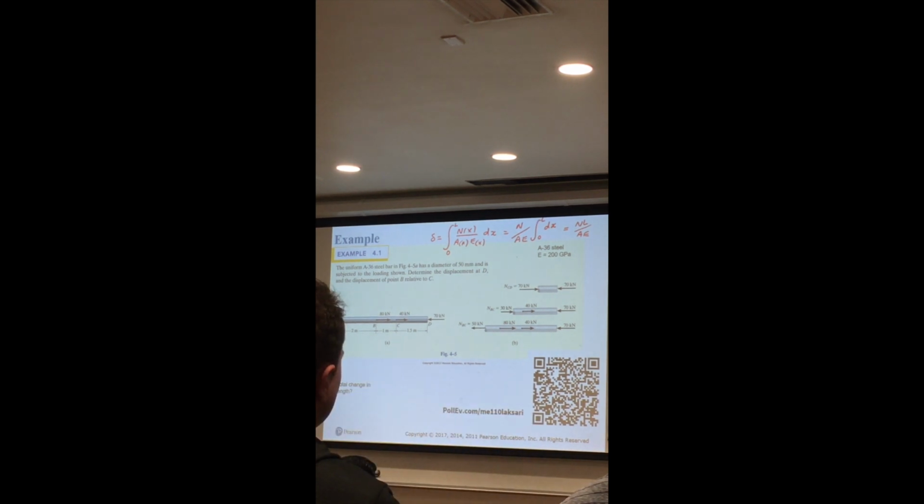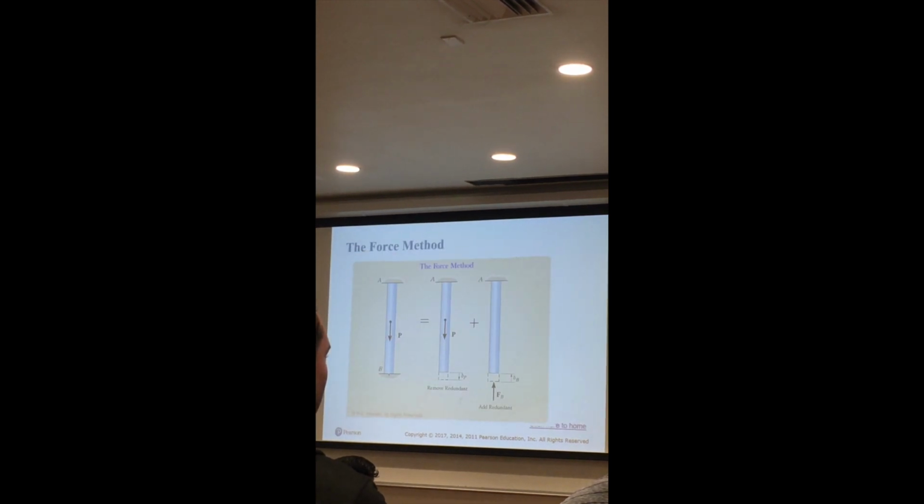There was another important part in this chapter, and that was for indeterminate problems, right? So let's say we have the column on the left from A to B. It's fixed at point A and at point B, right? So what's so interesting about this problem? It's statically indeterminate. Why is that?